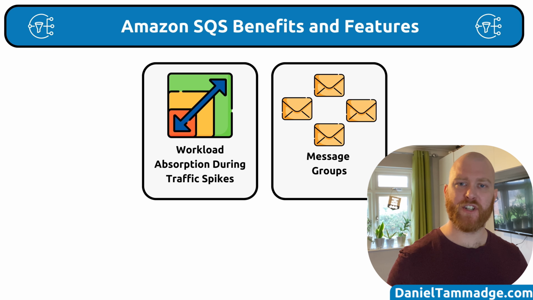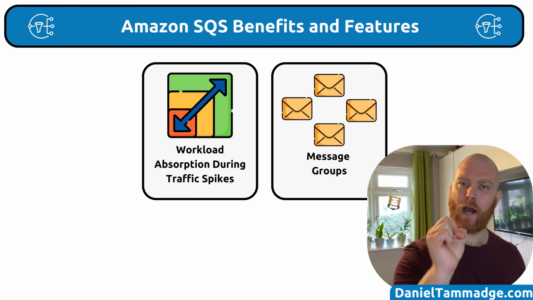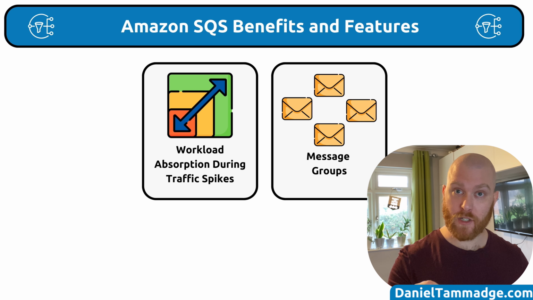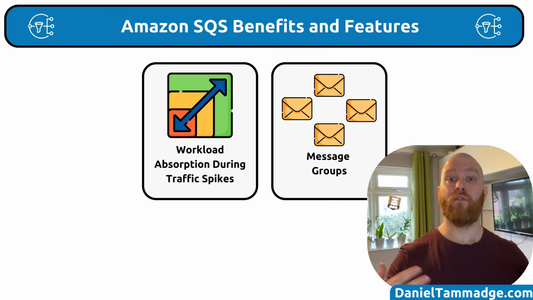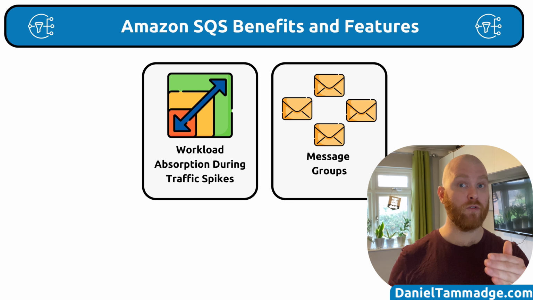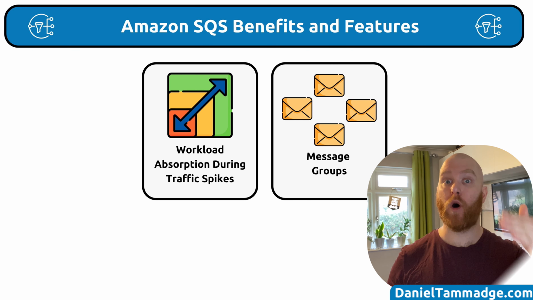The publisher assigns a message group ID to each message when sending it to a FIFO queue, determining how messages are grouped for sequential processing. Processors then poll the queue and receive messages from various groups as they become available, with SQS ensuring messages within the same group are delivered in the order they were sent. Amazon SQS emerges as a robust messaging solution within the AWS ecosystem.